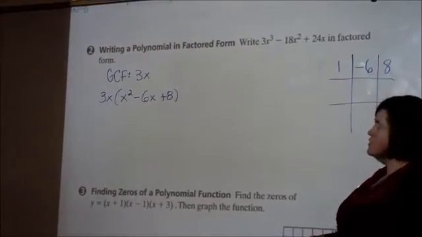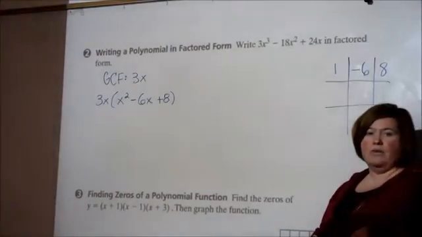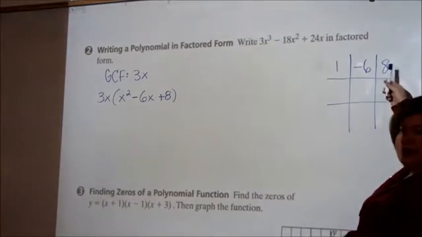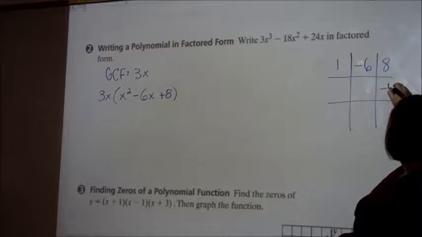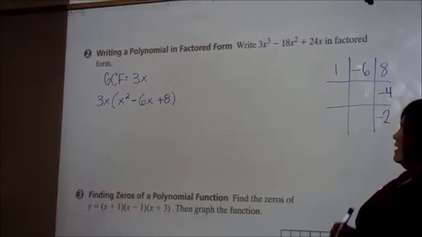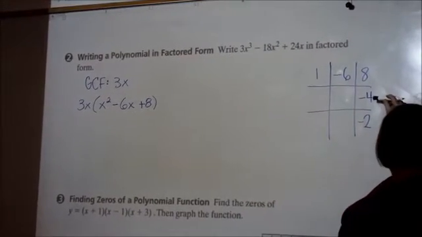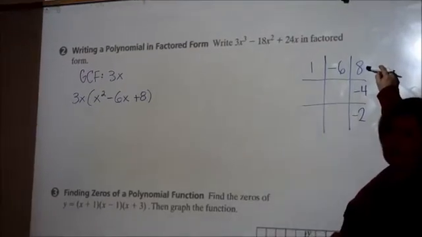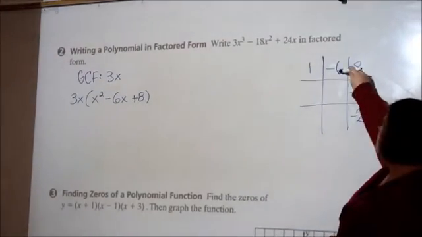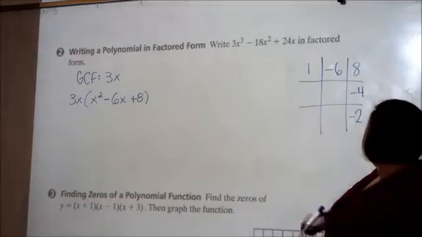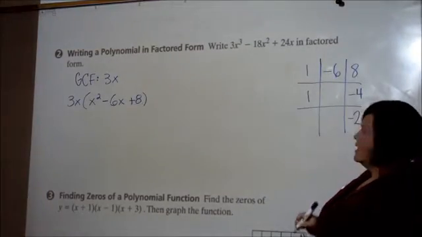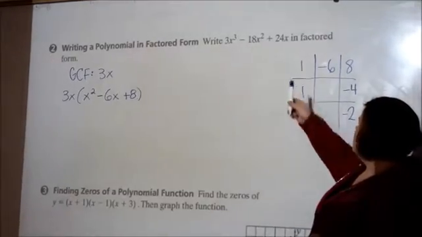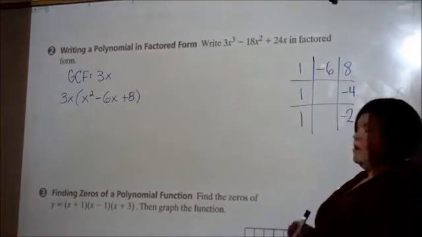And 8 goes here. So now I'm looking for two numbers that when I multiply them I get 8, and when I add them I get negative 6. Well, that happens to be negative 4 and negative 2. Because negative 4 times negative 2 gives me 8. Negative 4 plus negative 2 gives me negative 6. Well, what's the greatest common factor between 1 and negative 4? That's 1. Greatest common factor between 1 and negative 2 is 1.